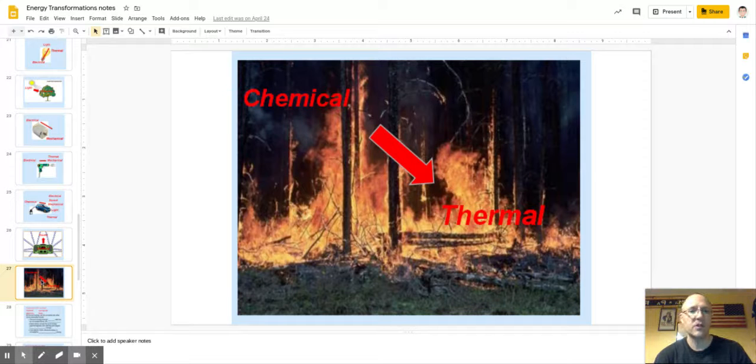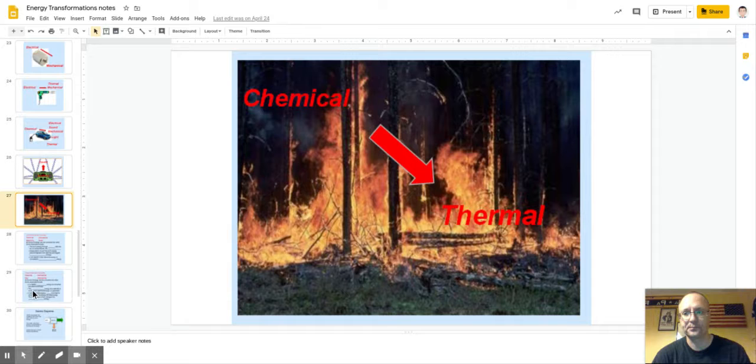In a fire, we have chemical energy stored in the wood, and then it gives off thermal as well as light energy. So it gives off light and heat energy.